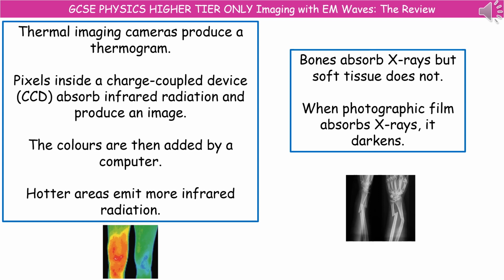If we're talking X-rays, then bones absorb X-rays but soft tissue does not, so if we place photographic film down, it darkens as it absorbs X-rays. And so what we actually see there is the bones shown as a whiter colour because we've not had the X-rays absorbed in that part of the film.